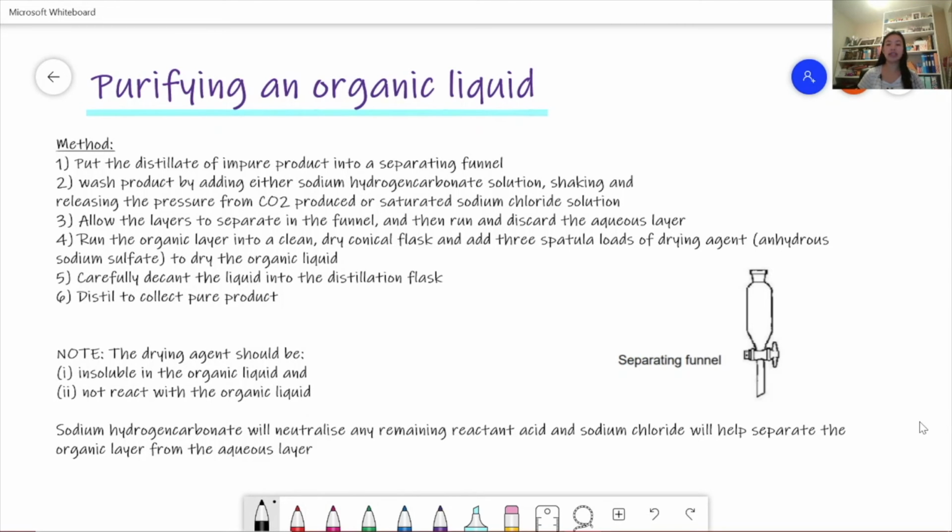A really important note is that the drying agent that we choose should be insoluble in the organic liquid and not react with this organic liquid. And another thing to think about is that the sodium hydrogen carbonate will neutralize any remaining reactant acid, and sodium chloride will help separate the organic layer from the aqueous layer.